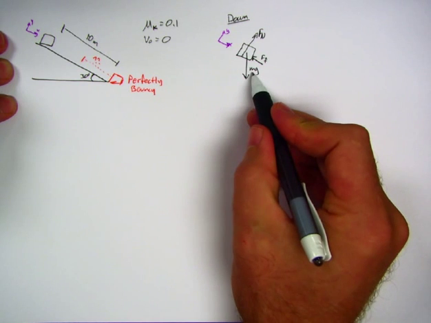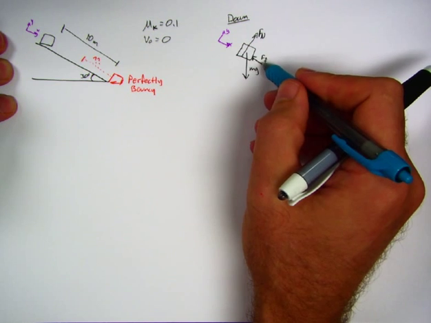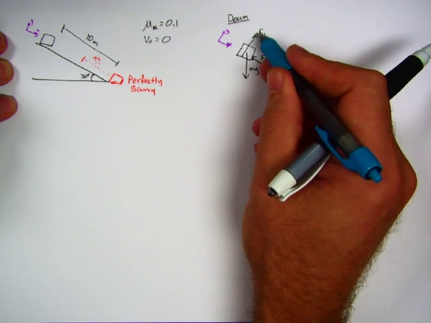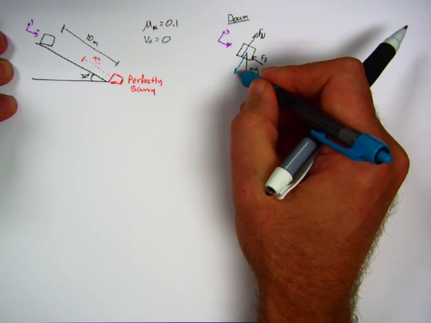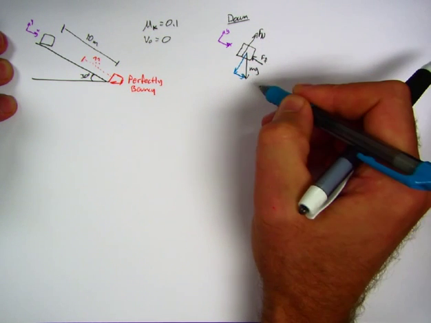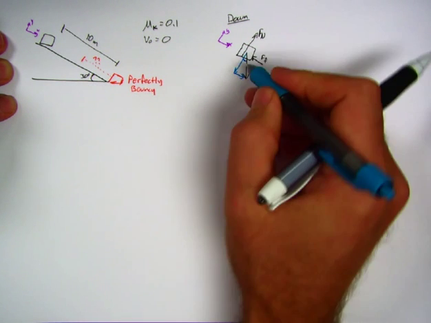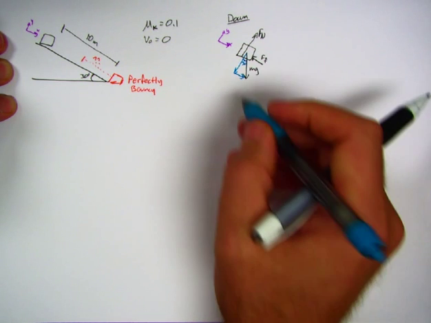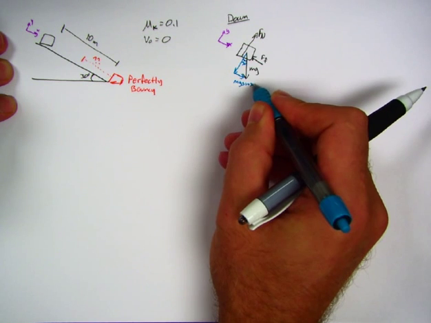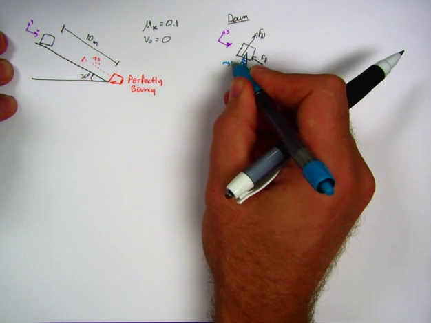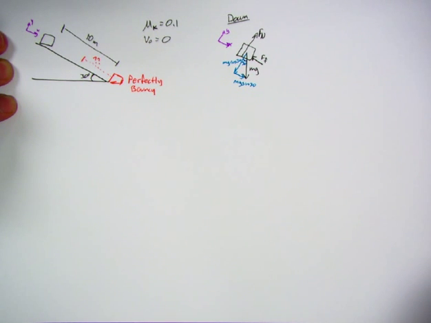Clearly this mg doesn't work for us. Force of friction is in the x direction, force of normal is in the y direction, mg is in neither. So I'm going to break it up into a y component and an x component, which means that this angle right here is 30 degrees, and I end up with mg sine 30 and mg cosine 30 up here. Okay, so there's my free body diagram.